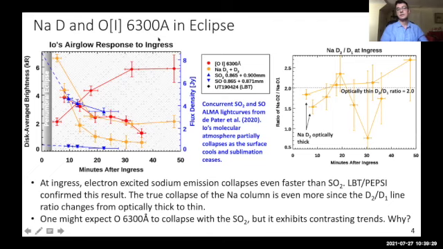And because sulfur dioxide is actually thought to be a producer of oxygen, we would expect that oxygen would also decrease as sulfur dioxide and sulfur monoxide do. However, as you can see here, we actually have a really funny trend where oxygen is increasing post ingress into eclipse. So what's going on with that?